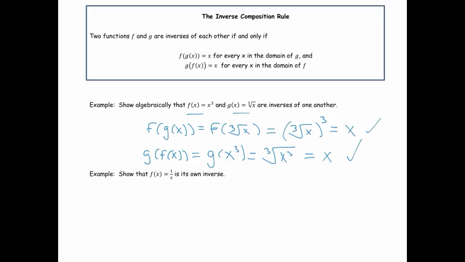As one last final example, we can show that f of x equals 1 over x is its own inverse. And we can do that by composing f with itself and seeing that we get out x. So f of 1 over x would be f of 1 over x. And then what does f do? It takes inputs and takes their reciprocal, so this is going to be 1 over 1 over x, but that's just the same as x. So f of x equals 1 over x happens to be one of those functions that is its own inverse.